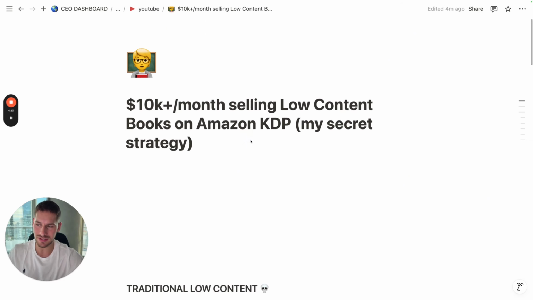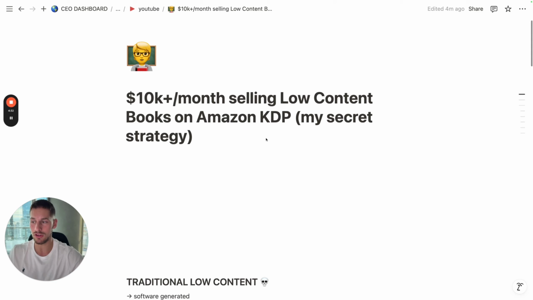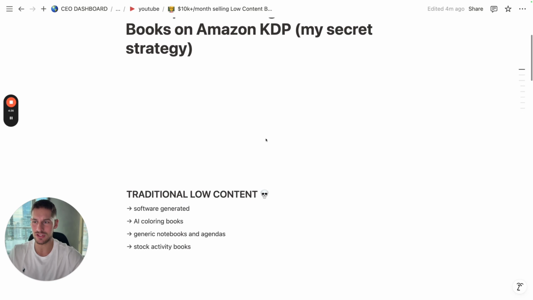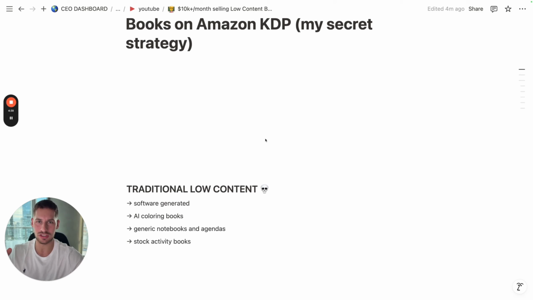And first, we're going to see what low content is in the traditional conception. Okay, how non-fiction, high-level publishers see low content books. And most of you guys, if you are actually non-fiction publishers, you should probably convert to low content. And I'm going to show you the specific reason soon.